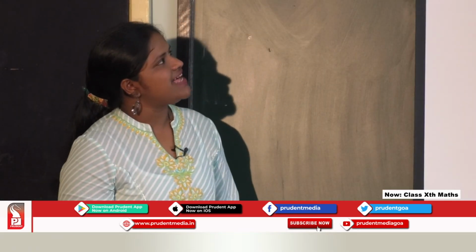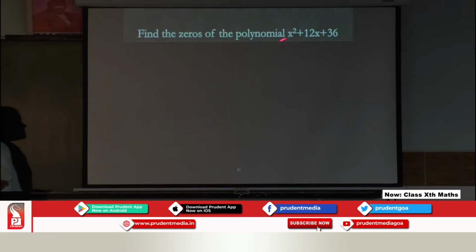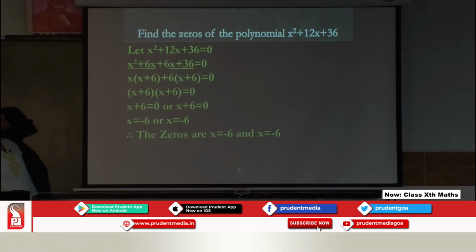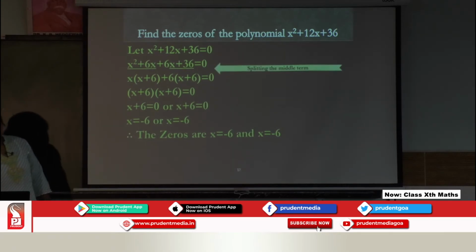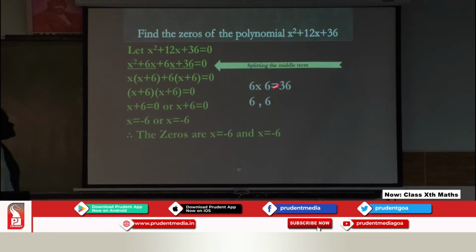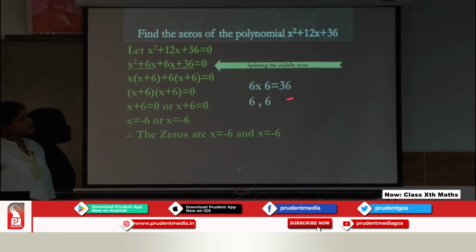Let us have a look at one more example of the same type where all 3 terms are given, but here all these 3 terms are positive. This is the solution. Let x square plus 12x plus 36 is equal to 0. Again we are supposed to find the factors of 1 into 36, that is 36, such that I get 12. So which are the factors of 36 which will give me the middle term 12? That is 6 multiplied by 6 is 36, and 6 and 6 will give me 12.